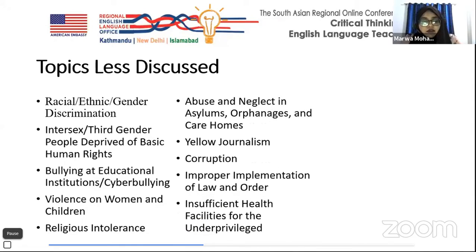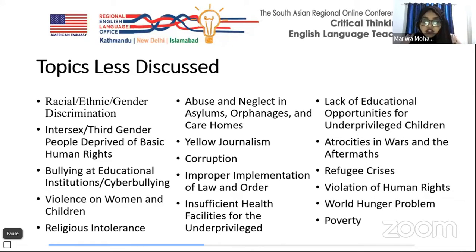And then abuse and neglect in asylums, orphanages, care homes, yellow journalism, corruption, improper implementation of law and order, insufficient health facilities for the underprivileged, lack of educational opportunities for underprivileged children, atrocities in wars and the aftermath, refugee crisis, violation of human rights, world hunger, and poverty. So poverty is not talked about. It's not like that's not talked about at all, but these are less discussed, as I have outlined here.